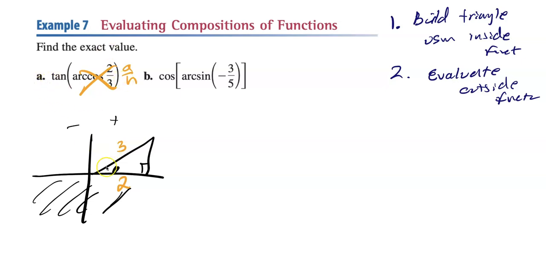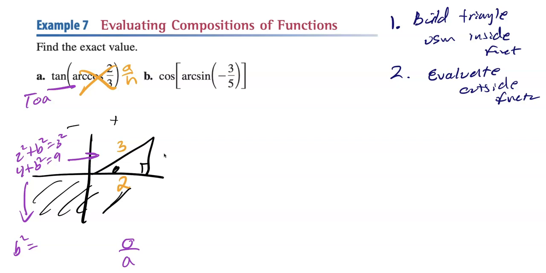All we have to do now is figure out what tan of this triangle is. Well, tan is TOA, opposite over adjacent. Well, I don't have the opposite. I have to find that, so we can do that with the Pythagorean theorem. We're going to do 2 squared plus b squared equals 3 squared. I get 4 plus b squared equals 9, so b squared equals 5. Square root: b equals plus and minus root 5. But we're in quadrant 1, so everything's positive. So radical 5. That makes tan, opposite over adjacent, rad 5 over 2. That's our answer. That's all you have to do.